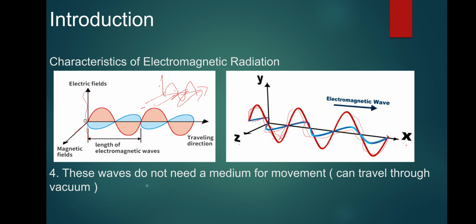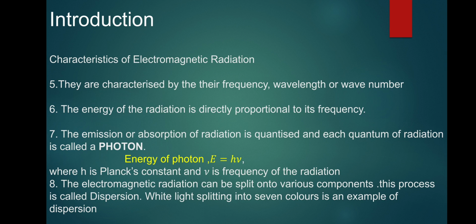These waves do not need a medium for movement. A medium is not needed; they will travel through vacuum. They are characterized by their frequency, wavelength, and wave number. Certain terms are there, we'll see later. So they are characterized or defined by frequency, wavelength, and wave number.